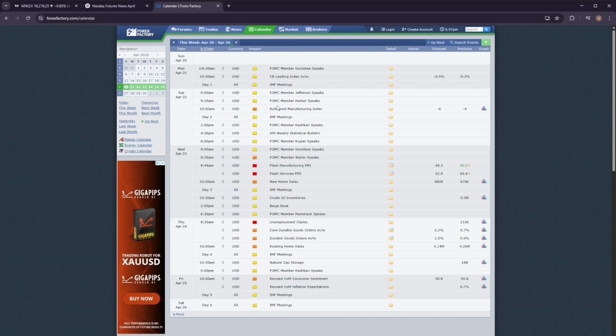We might see a lot more consolidation going into this week. Wednesday is when we get a little bit more news. We have flash services PMI, flash manufacturing, some red folder. Okay, that's decent. Thursday, we have unemployment claims. That's going to give us something. And then Friday, we'll see some good movement because of consumer sentiment out of University of Michigan.